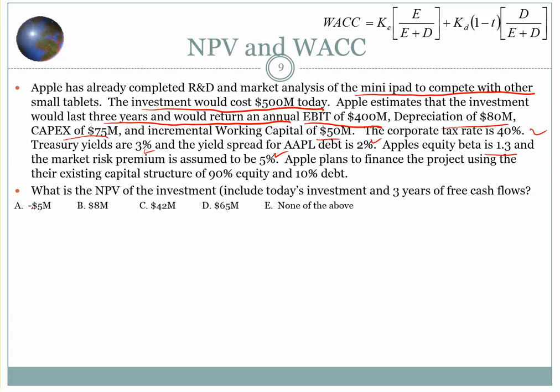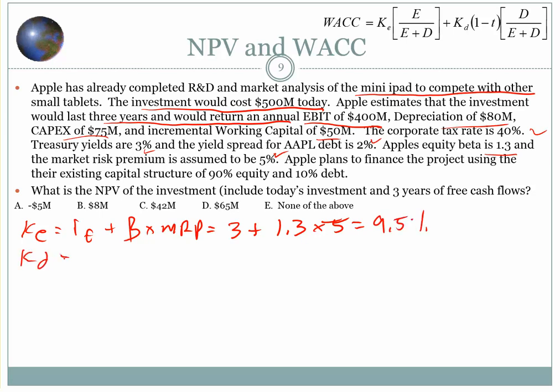So we're going to calculate the NPV of this project. To do that, we first need to get the WACC and the cash flows and calculate the NPV. To get the WACC, I'm going to need cost of equity using CAPM: risk-free rate plus beta times market risk premium. In this case, the risk-free rate would be 3% plus 1.3, the beta, times 5%, the market risk premium. That'll give me a 9.5% cost of equity. My cost of debt is going to be the risk-free rate plus a spread. That spread is assumed to be 2% for Apple. So I'm going to do 3 plus 2, or 5%, as my cost of debt.